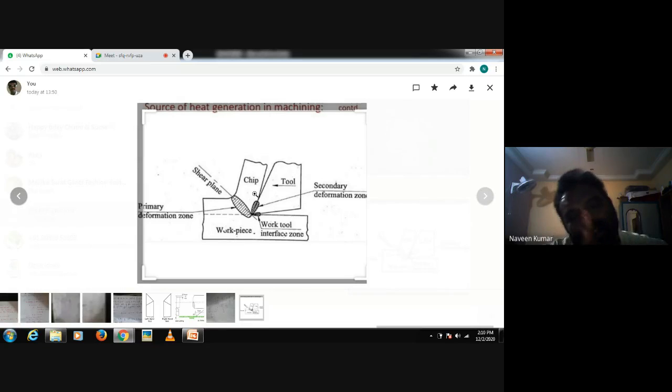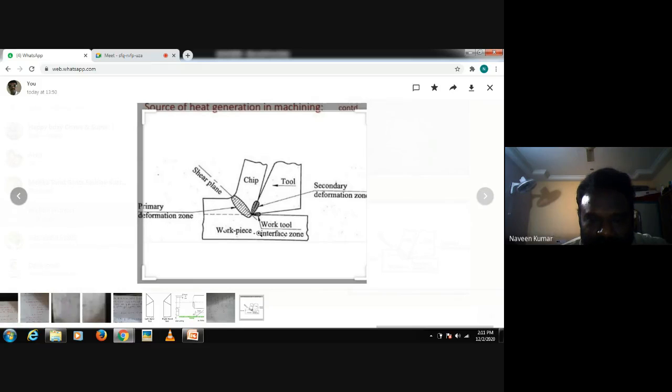And when there is a continuous chip flow along the face of the tool, due to frictional forces, heat generation along the chip tool interface becomes maximum. Therefore, heat generation along the chip tool interface is treated as a secondary deformation zone or secondary heat generating zone. And when harder metals are machined, heat generation at the flank area just below the cutting edge is going to be maximum. And this is treated as a tertiary heat generating zone. So this is the primary heat generating zone, secondary heat generating zone, and this is the tertiary heat generating zone.